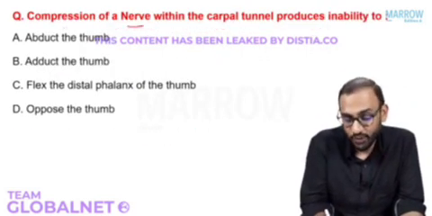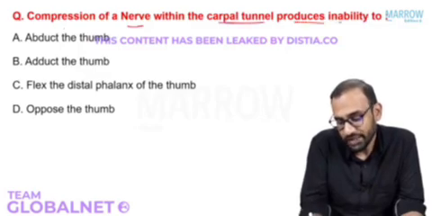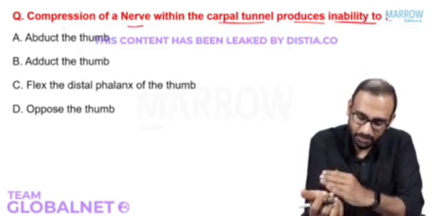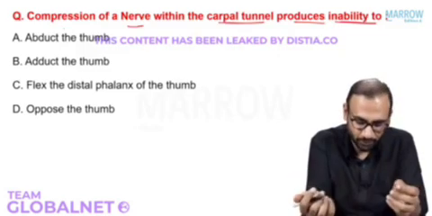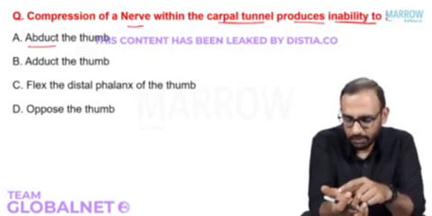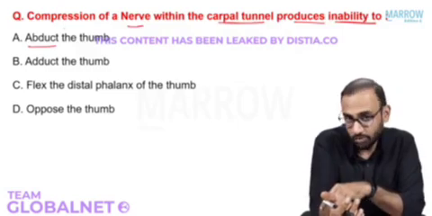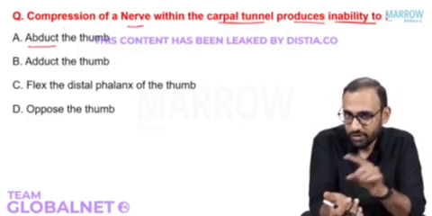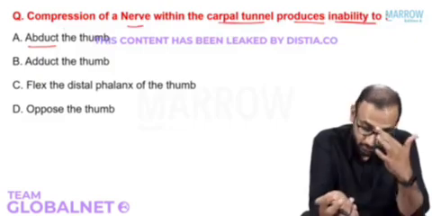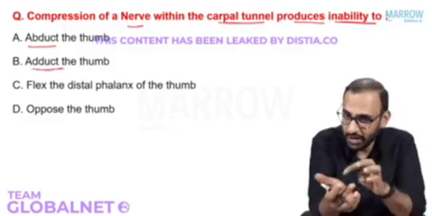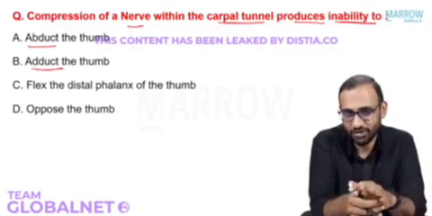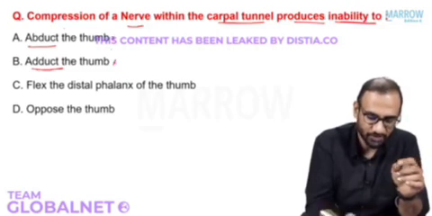Compression of nerve within the carpal tunnel produces inability to... So there is a compression of the carpal tunnel, and he's saying that this compression produces inability to abduct the thumb. Right. So if you have a compression in the carpal tunnel, your abductor pollicis brevis is affected, but abductor pollicis longus would be spared because that is supplied by the radial nerve. Right. So some amount of abduction can be possible. Okay. Adduct the thumb? No, because adductor pollicis is supplied by ulnar nerve. So compression of the median nerve in the carpal tunnel will have no manifestation on adduction. So this will also not be affected.